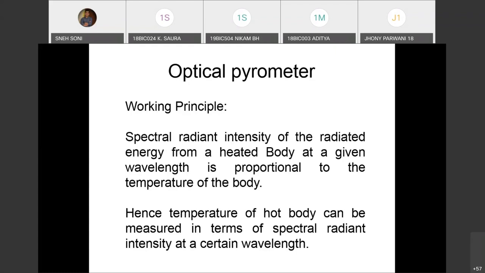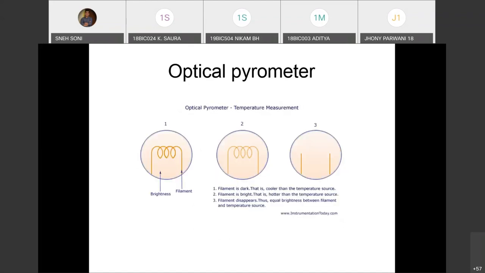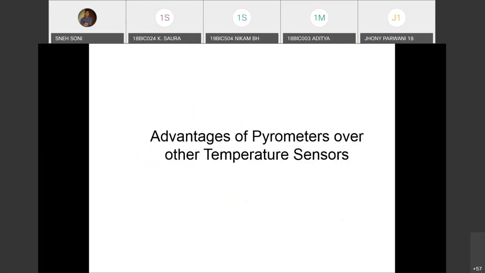right? So just note down a few important points, because I have covered the main points in the PPT. With a few other points you need to note down. Just note down the advantages of pyrometers. I think I have covered that slide. Yeah, note down this point: advantages of pyrometers over other temperature sensors. This will give you a clear understanding.